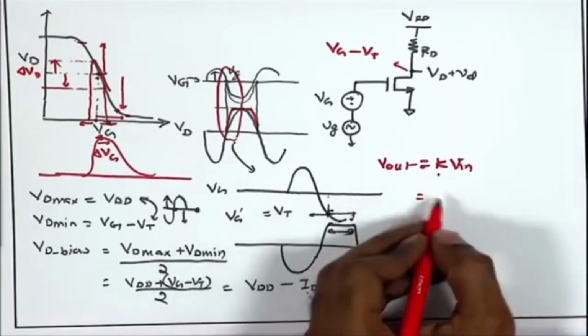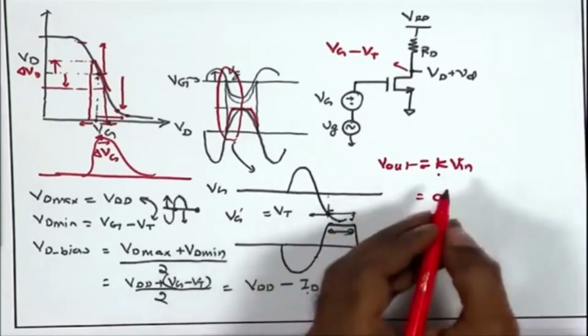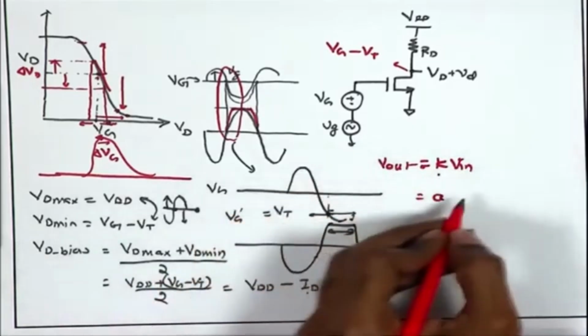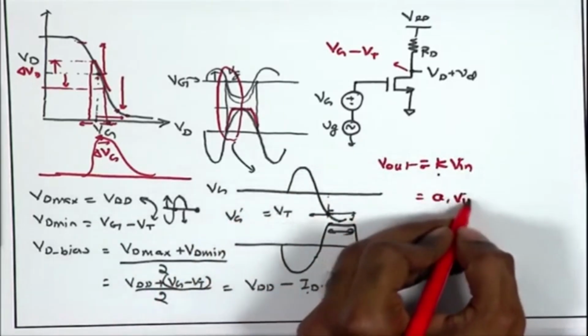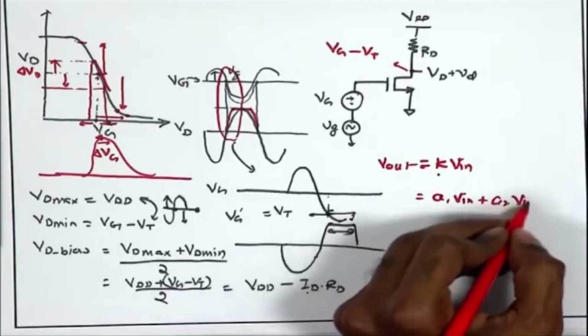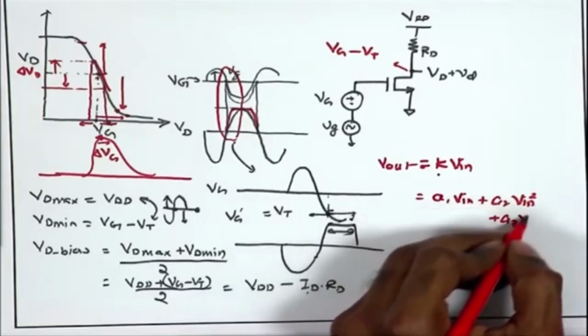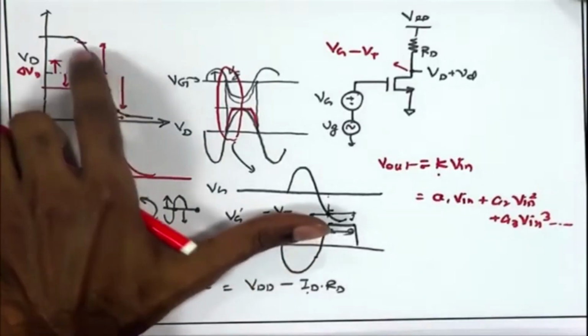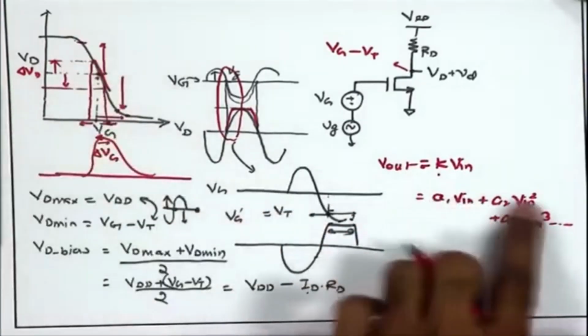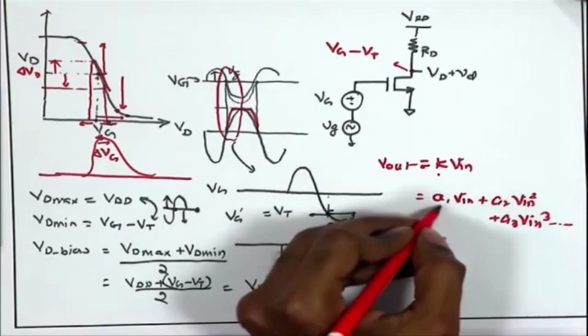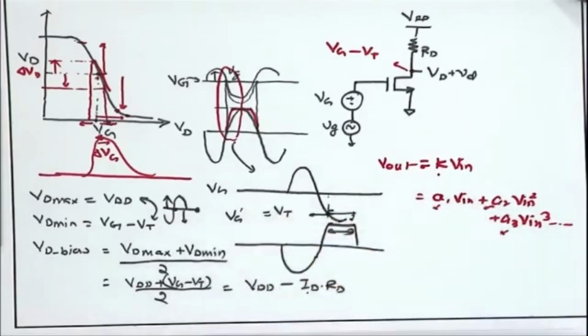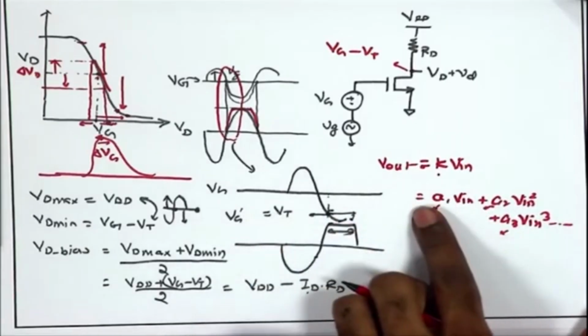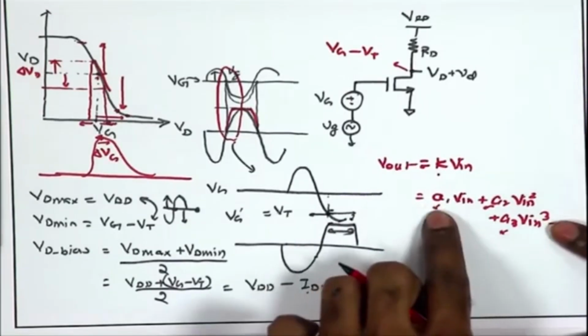So, we can more accurately represent it, if I just look at the small signal, as A1 times V in plus A2 times V in square plus A3 times V in cube, and so on. If you look at this curve, you can find the fitting function which satisfies this equation, and from there you can find the values of A1, A2, A3, which depict the overall transfer function. So, this is the real picture that we get.